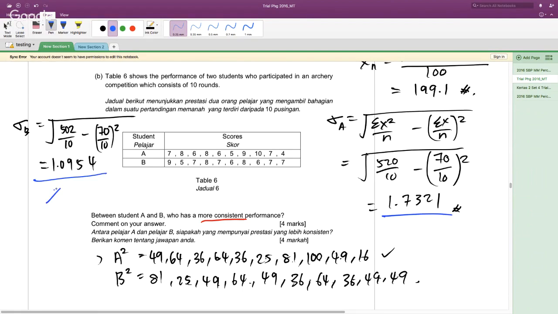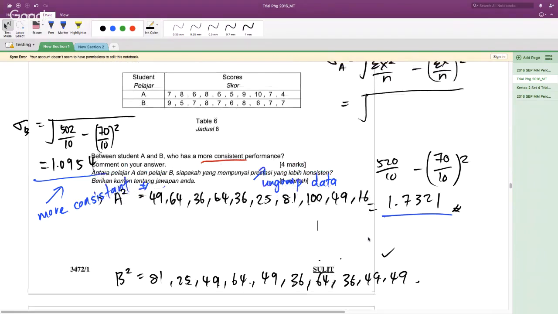Among these two values, I know this one is more consistent because the standard deviation is lower. This is how we find the more consistent one. You need to know how to find the standard deviation from ungrouped data. Normally for grouped data, you will see ranges like 0 to 5 and then 6 to 10. Those are considered grouped data. This one is ungrouped data.